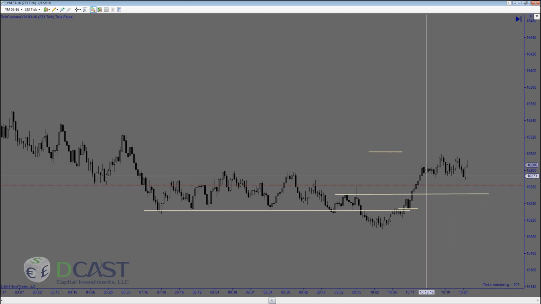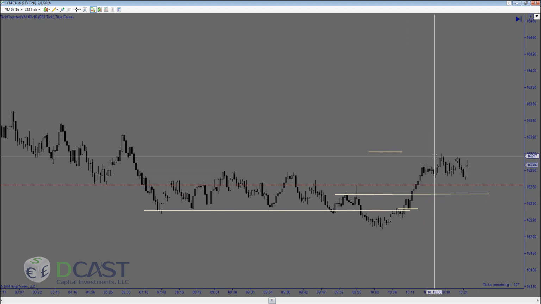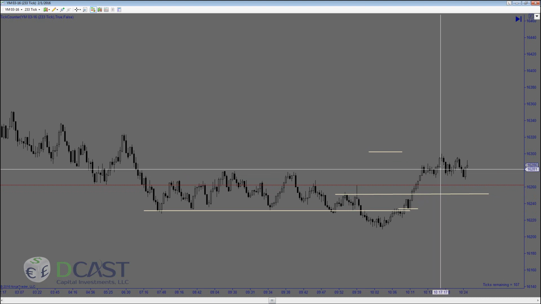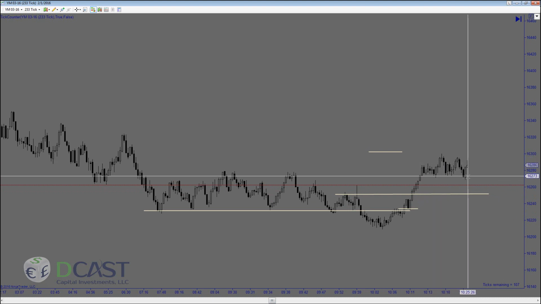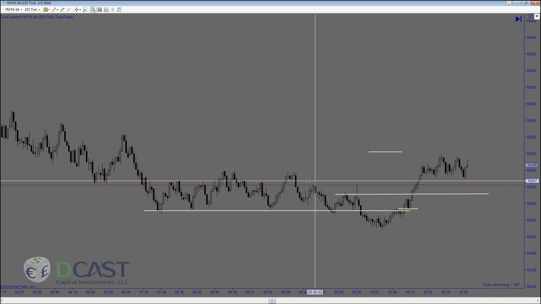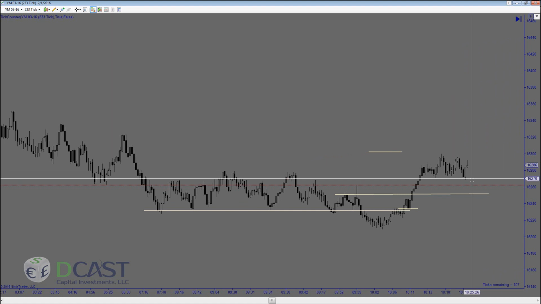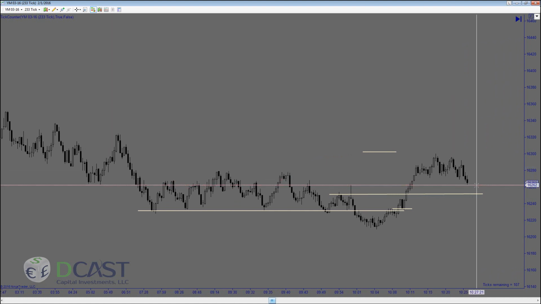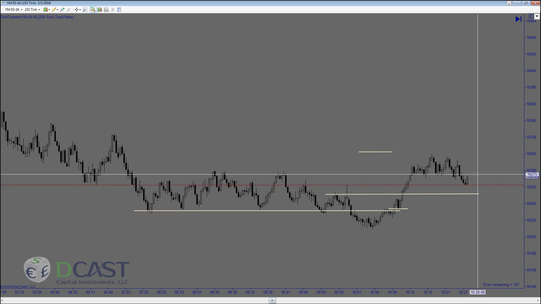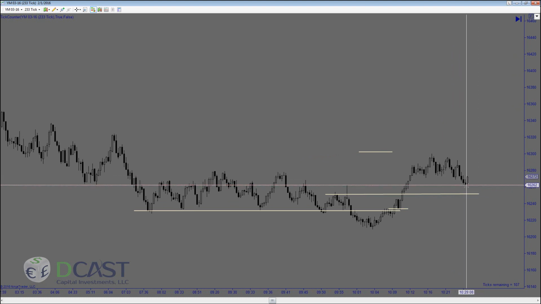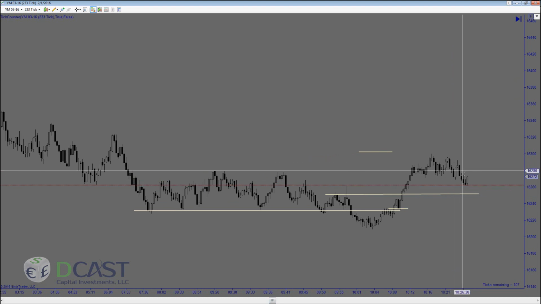What did I talk about? New structure low, new structure high, possibility of complex corrections. Nonetheless, we have some complex corrections. We're not correcting deeper than I expected. As we see price trying to respect the structure area, I would expect the price to get a little lower, and it does. And now I have a better signal in an area that I predetermined.